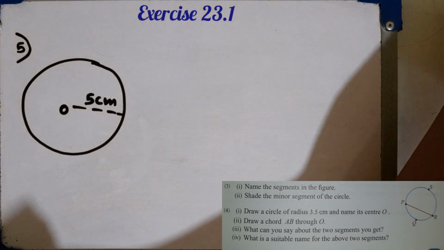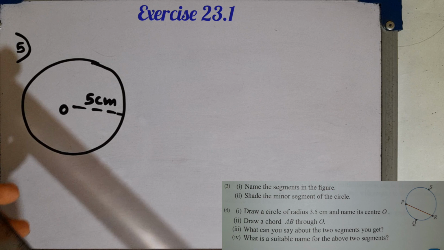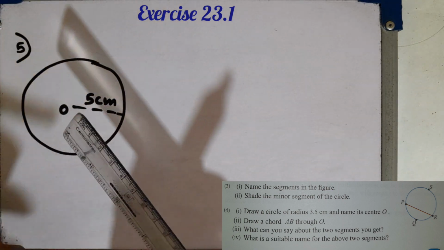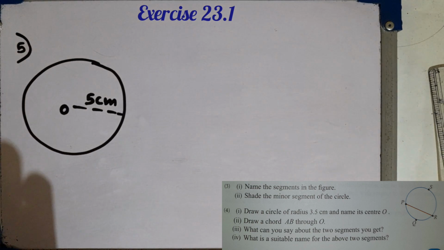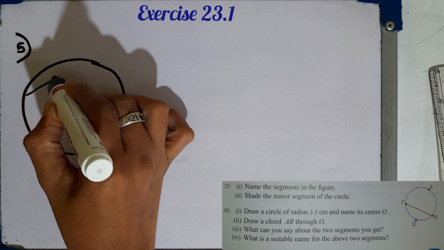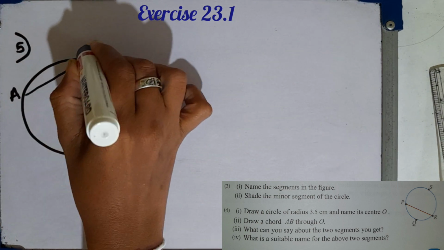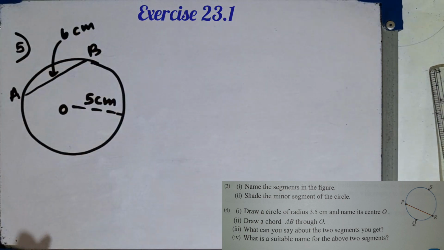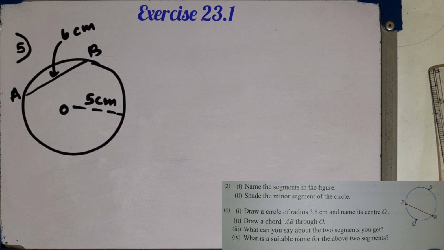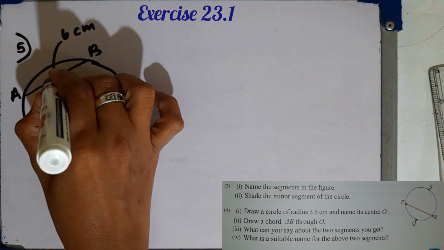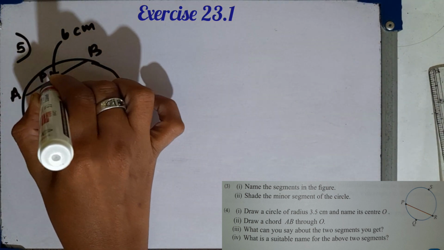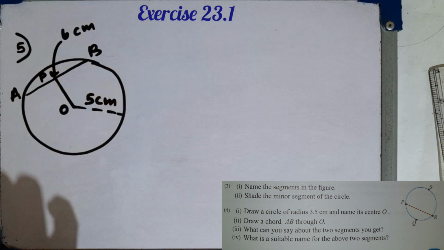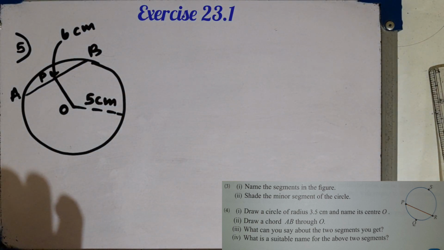Now when you are drawing it, you have to use the ruler and measure 6 centimeter length and draw the chord in it. I will draw like this. This is the chord AB. The length of it is 6 centimeters. Then what is the next question? Name the midpoint of AB as P and join OP. This is P and we have to join OP. This is the way we are doing the third part here.